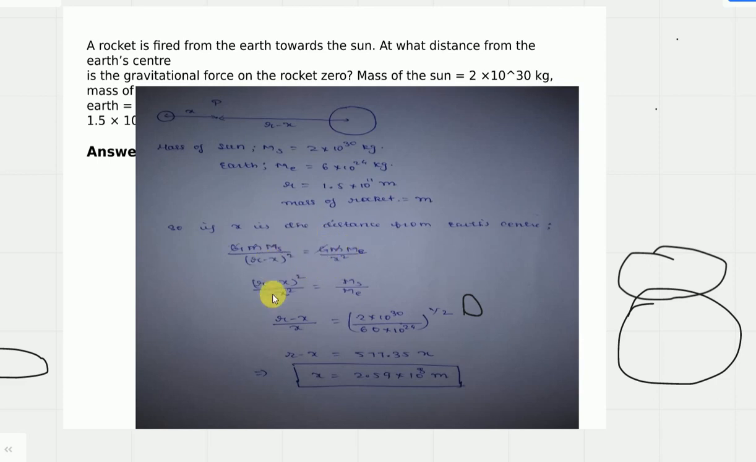After solving some algebra, G will be cancelled out, m will be cancelled out. So (r minus x) whole square upon x square will be equal to Ms over Me, mass of Sun over mass of Earth. So (r minus x) upon x will be equal to the square root of all this. We are given Ms as 2 into 10 to the power 30 and Me as 6 into 10 to the power 24. After solving the simple algebra, we get x equal to 2.59 into 10 to the power 8 meter. Fine.